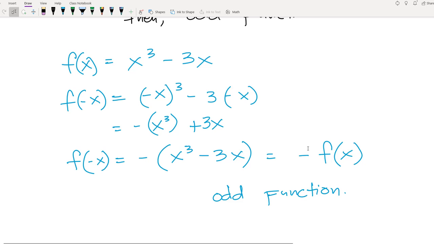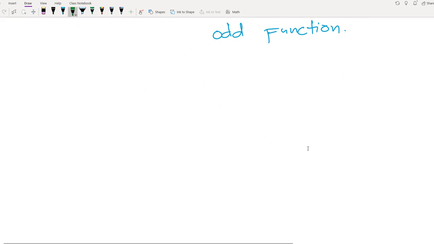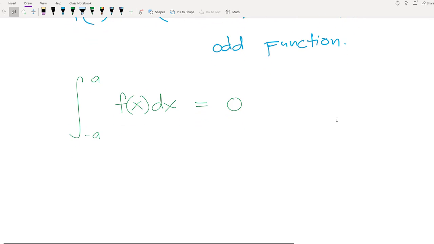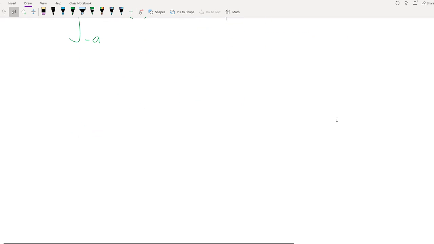So for odd functions, we will have a property that the integral from negative a to positive a of f of x dx is equal to 0. So that is the property of odd functions' definite integral. So let's have examples on how to find the definite integral of functions. Let's have a few examples.